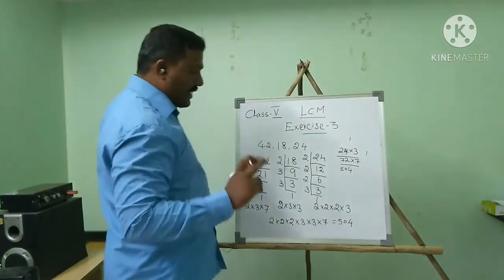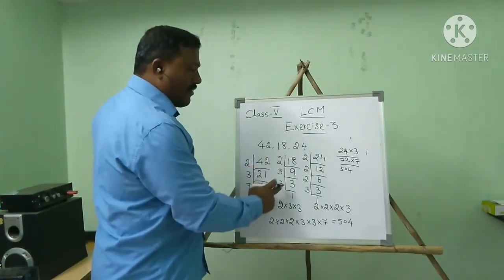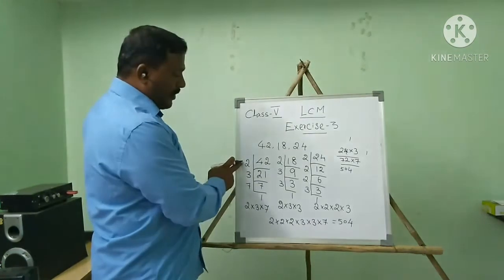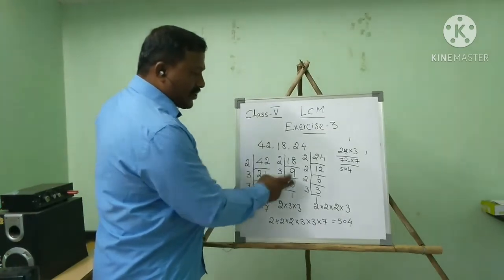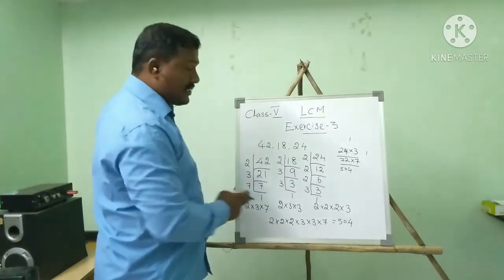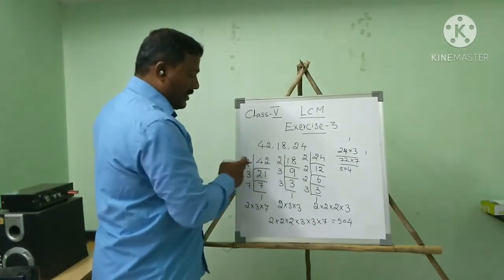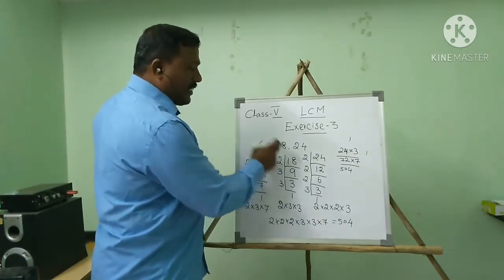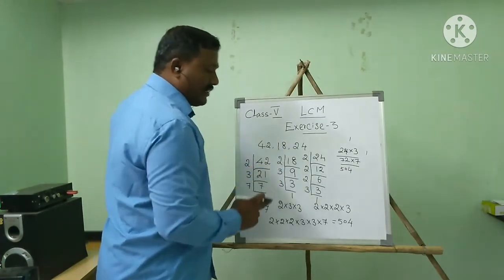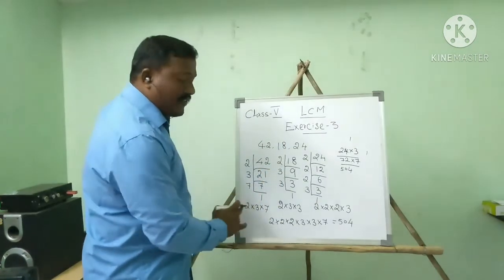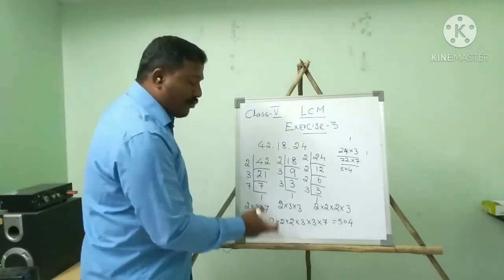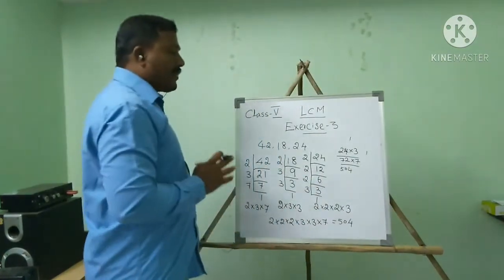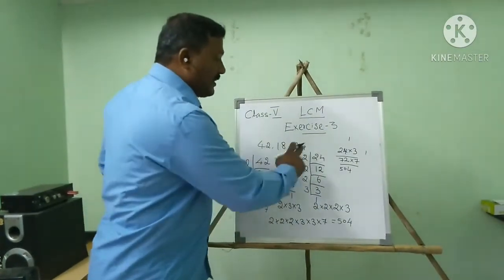So listen carefully. You have to find the prime factors, because 2, 3, 7 are all prime numbers. These are the factors of these numbers. 2, 3, 7 are the factors of 42, 2, 3, 3 are the factors of 18, and 2, 2, 2, 3 are the factors of 24. Commonly we take the highest repeated number, pull it out, and if you multiply all the factors, you get the least common multiple of these three numbers.